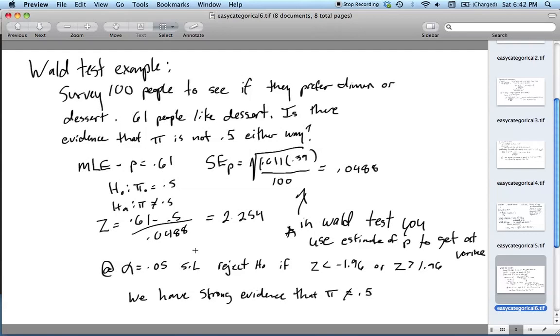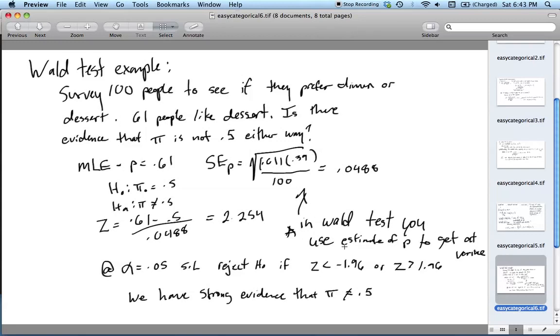And we know that at the alpha equals 0.05 significance level, we reject H0 if our z-score is outside of the interval of negative 1.96 to 1.96, which it is. So we have strong evidence then that the population parameter is not 0.5.